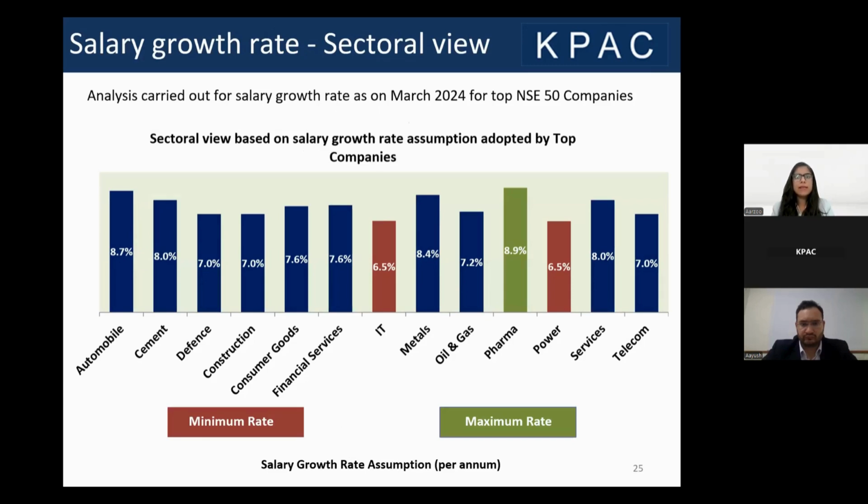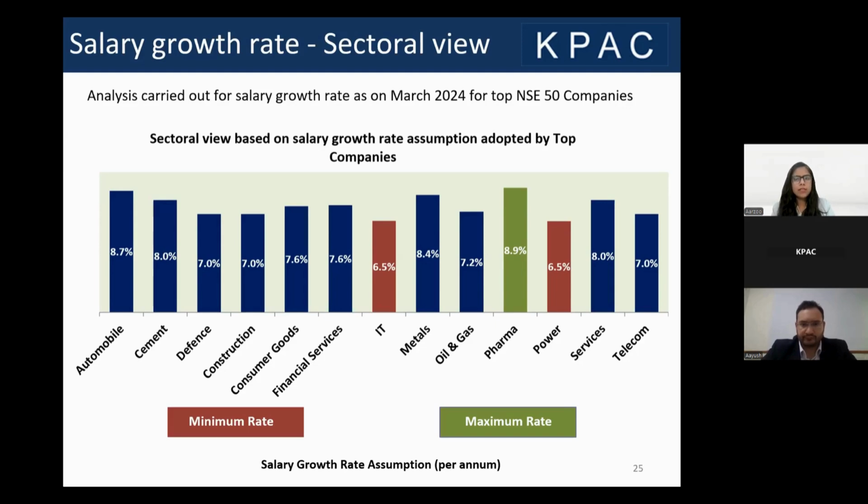Now, this slide presents a sectoral view of salary growth rate assumptions across the key industries. Let's take a closer look and understand this. The highest salary growth rate, as you will see, is observed in the pharmaceutical sector, which is 8.9%, likely due to strong industry performance and high demand for specialized talent. The automobile and metal sectors also report high salary growth rates of 8.7% and 8.4% respectively, which reflects increasing labor cost and industry expansion. However, industry sectors like IT and power show the lowest salary growth assumptions, which is 6.5%, possibly due to cost optimization measures and sectoral challenges.